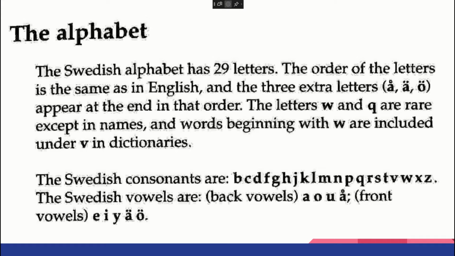We do have categories: back vowels, A, O, U, and the front vowels, E, I, Y, and so on. We will come to know that. Those are front vowels and back vowels. I and Y are not there. Vowels, consonants. In English we have A and U.